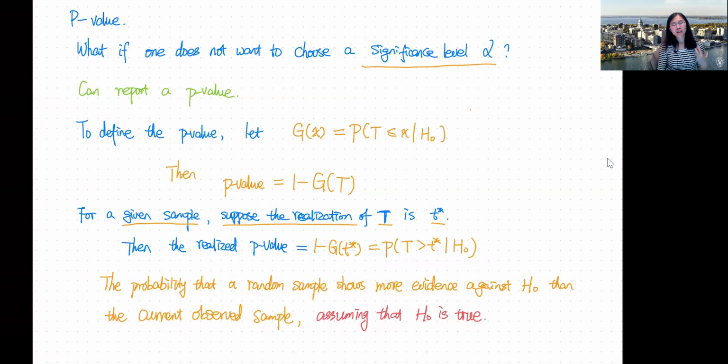If you think about this for a moment, you see that if this p-value is very small for your current sample, that means your current sample is already very, very against the null. It's very unlikely for you to observe something that's more against the null than your current sample. So a small p-value means your current sample provides a lot of information against the null. On the other hand, a big p-value means your current sample doesn't provide a lot of evidence against the null.